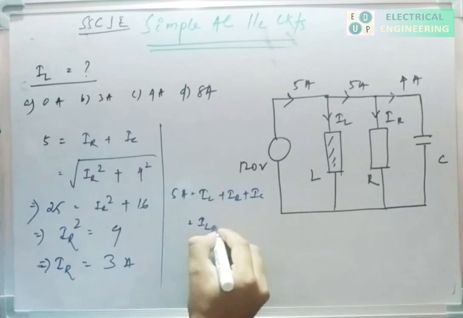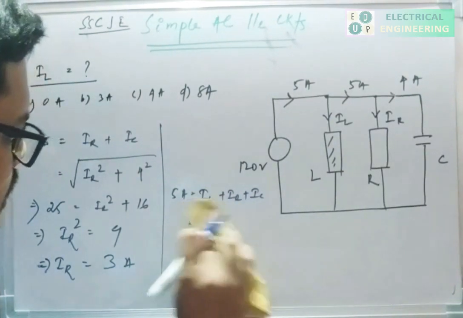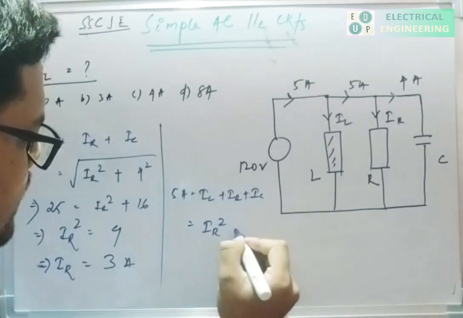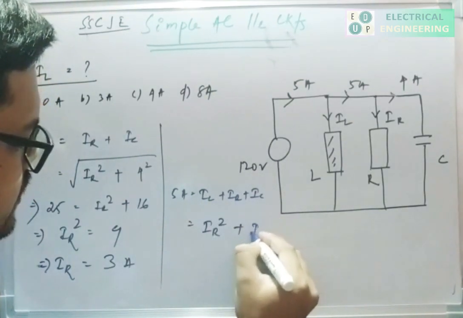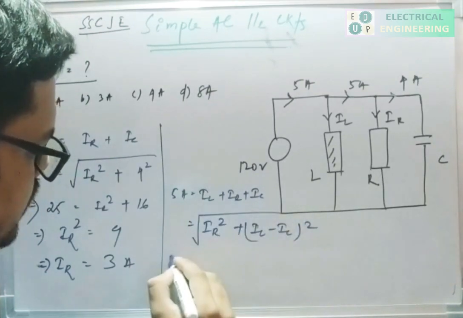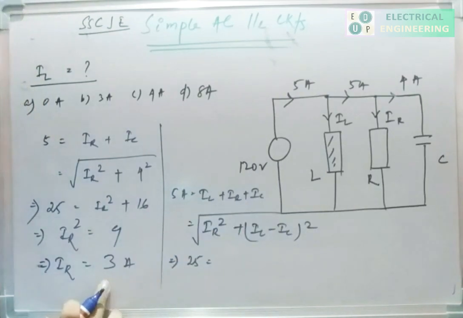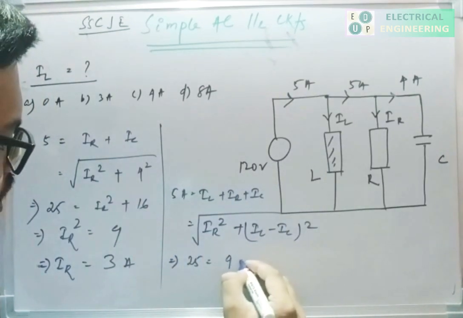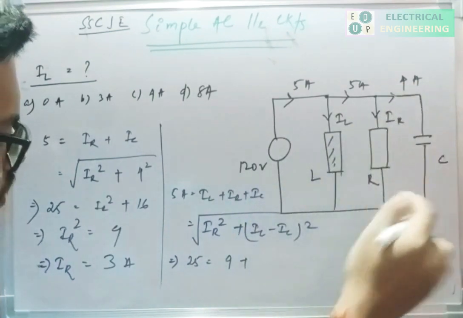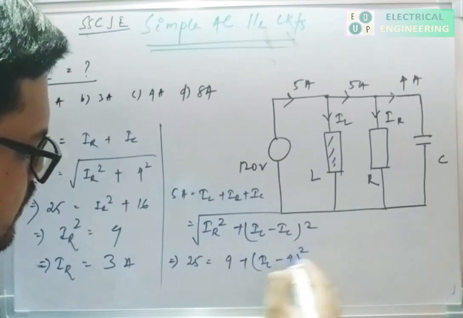IL we have to find out. First write IR squared plus the resultant of IL and IC, that is IL minus IC whole squared, root over, it will be 25. IR is how much? 3 ampere, 3 squared is 9, plus IL we don't know, we have to find out, and IC is 4 ampere, so IL minus 4 whole squared.